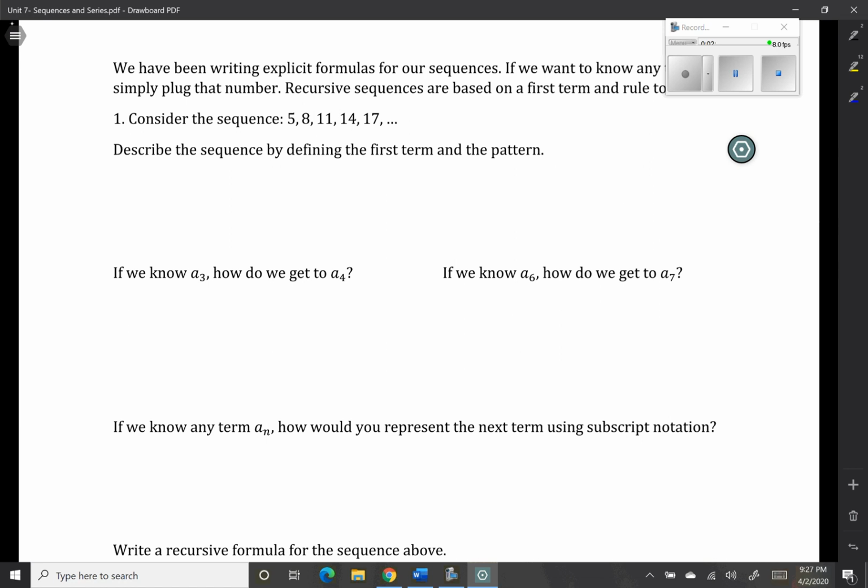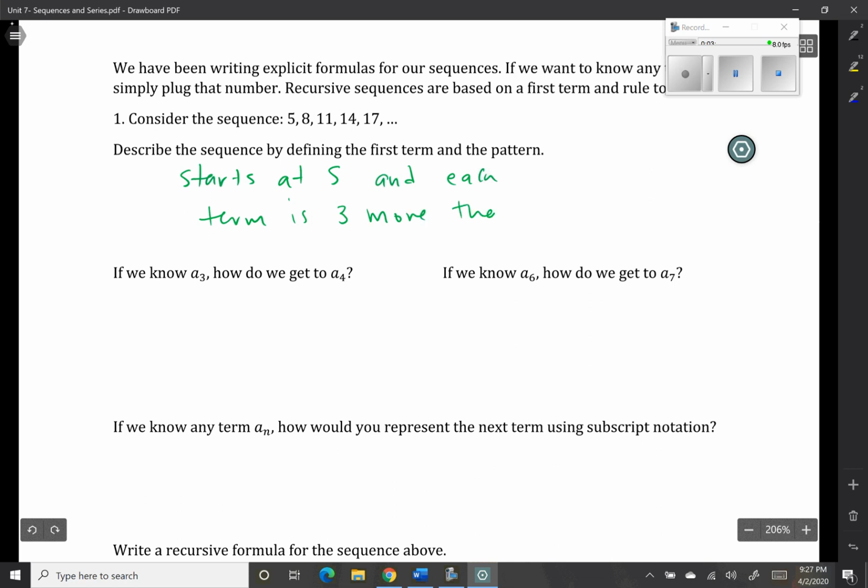So in this first example, I have an arithmetic sequence. I see that the common difference is 3. So we are describing the sequence. Describing the sequence helps us start to think recursively. So we'd say that the sequence starts at 5, and each term is 3 more than the previous term.